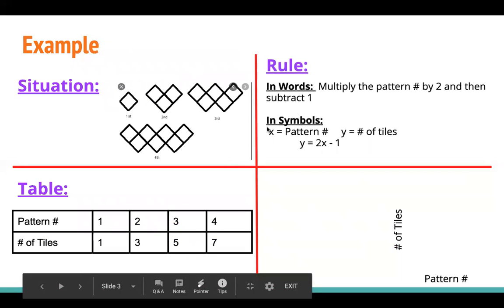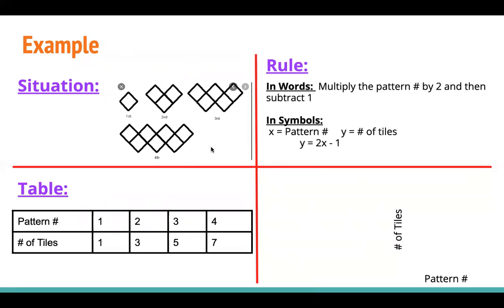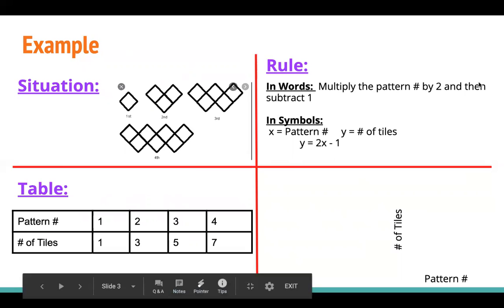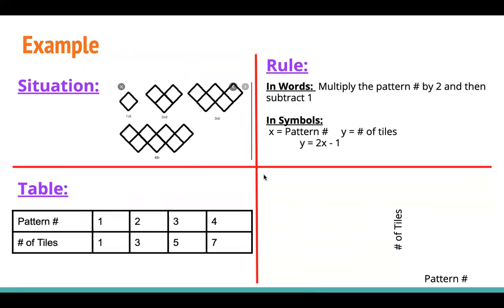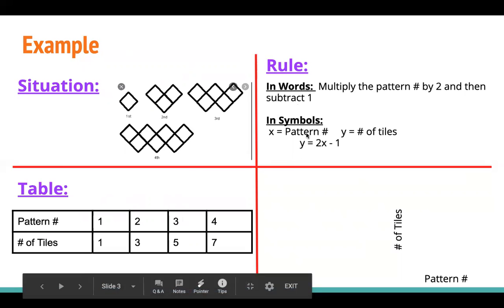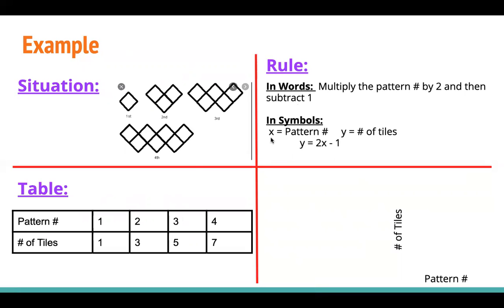Next, a rule. Here, this is one that you figured out in your class: if I multiply the pattern number by 2 and then subtract 1, that will give me the number of tiles. And then in symbols, if I use x and y, I need to make sure I identify my variables. Very important. So if x equals the pattern number and y equals the number of tiles, the relationship can be written y equals 2x minus 1.